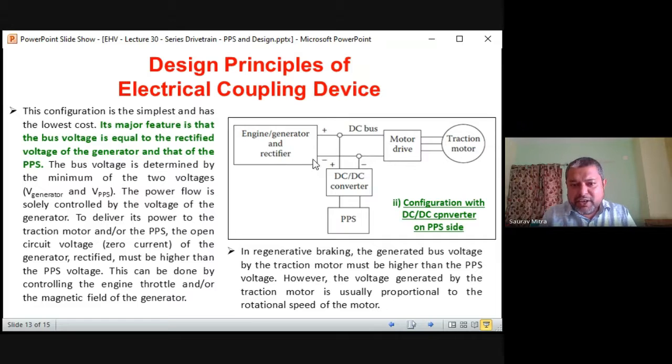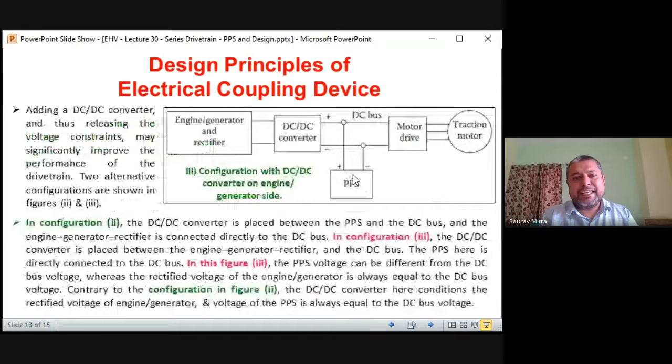This engine generator can also charge the PPS and this traction motor can also charge the PPS. However, the voltage generated by the traction motor is usually proportional to the rotational speed of the motor. So this is the second case. That is, the engine generator is here, then the PPS is connected to the bus with a DC to DC converter. This is the second case.